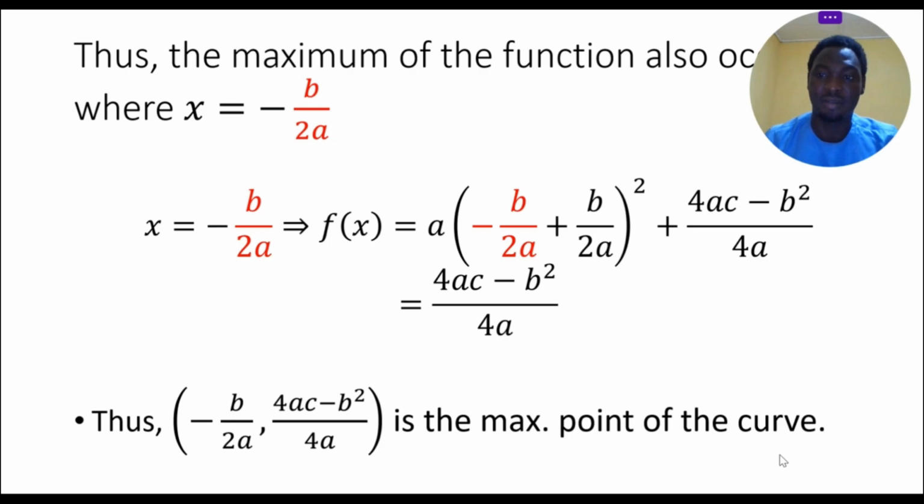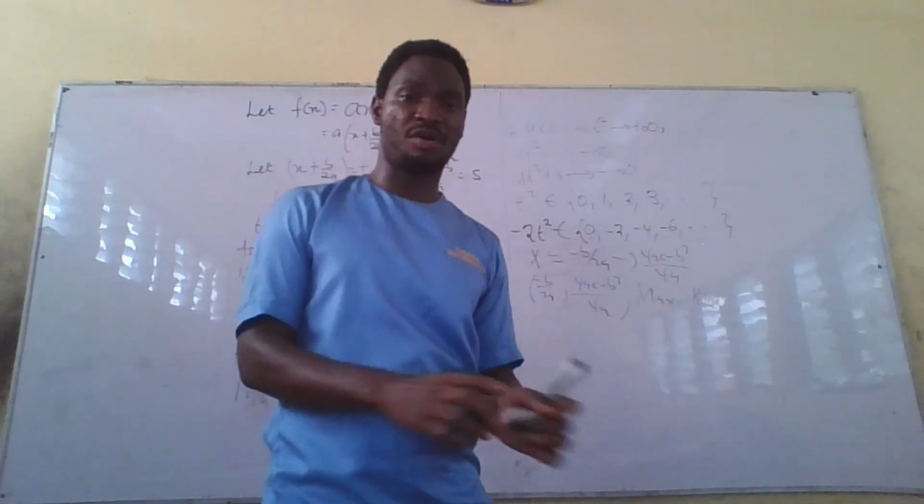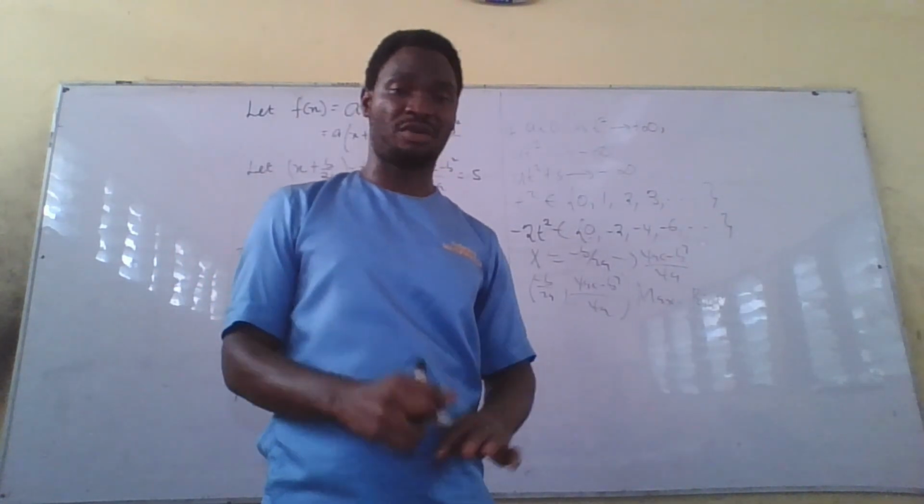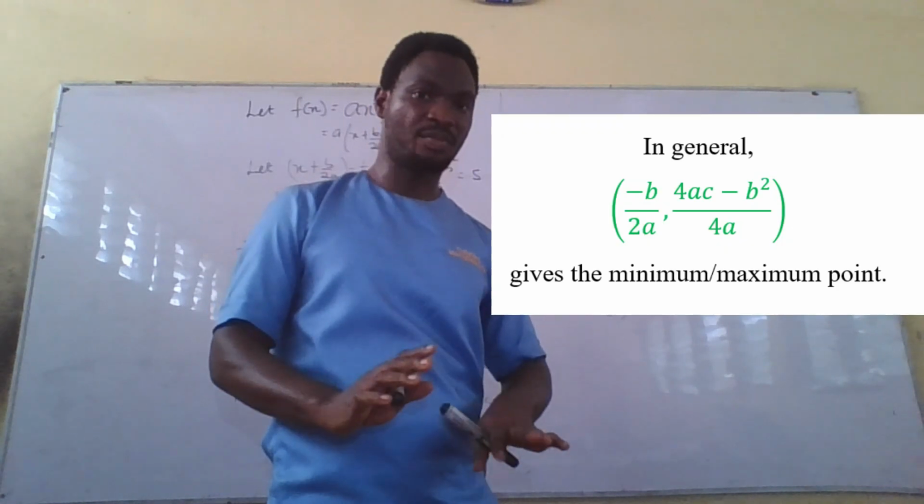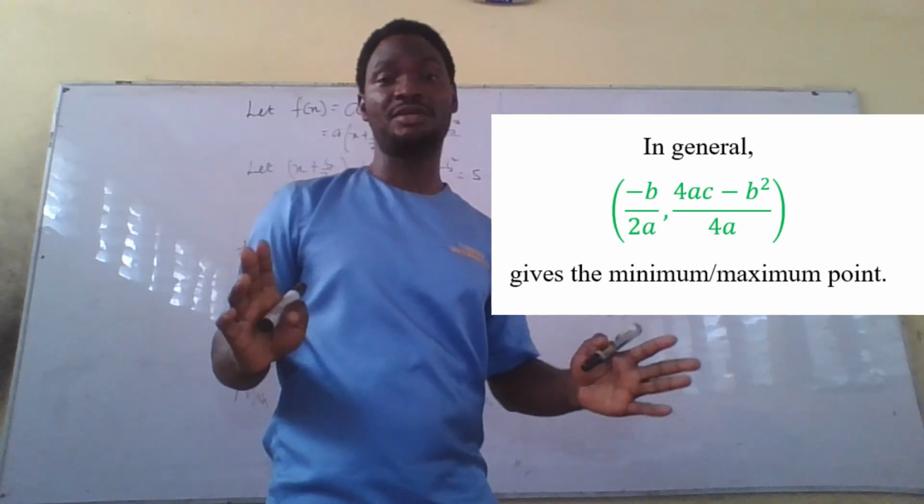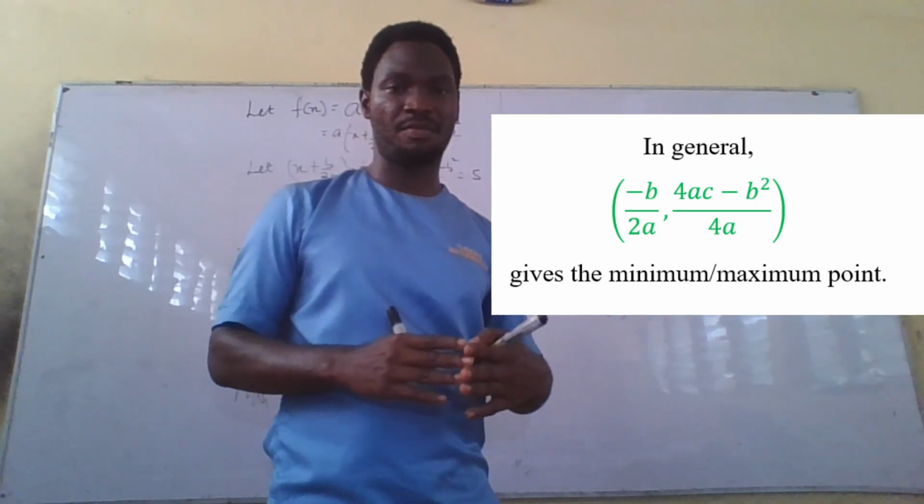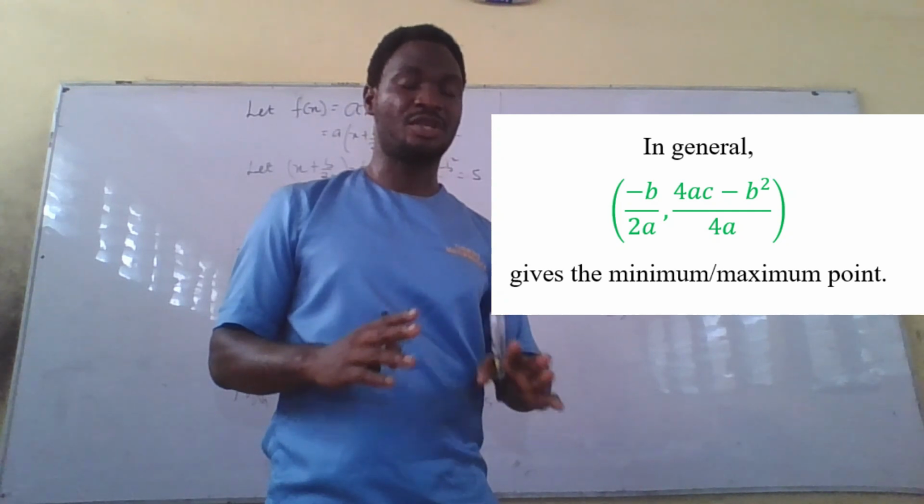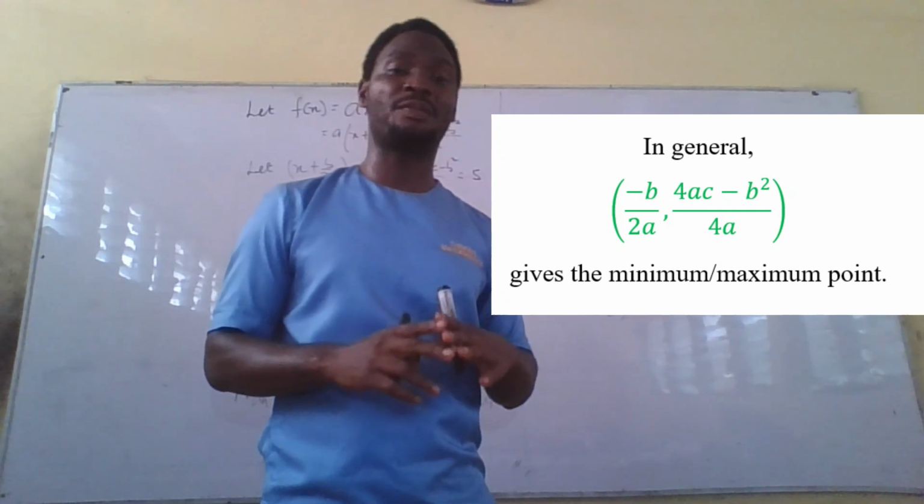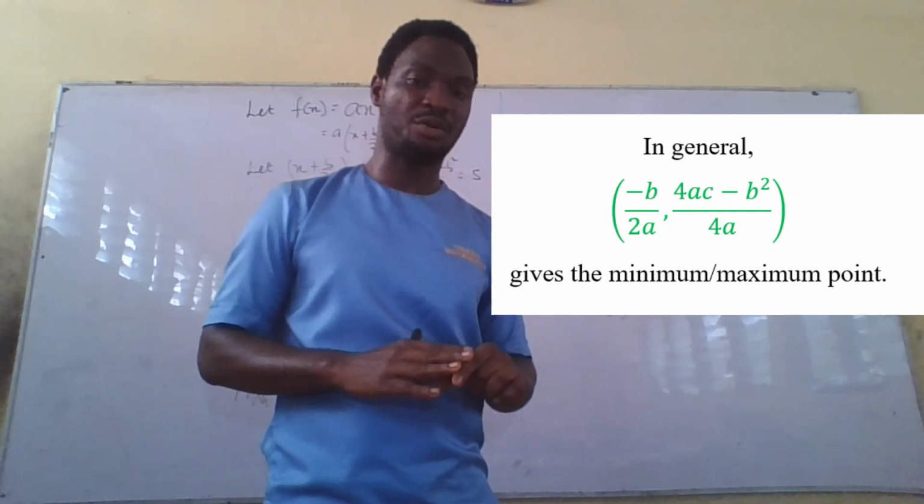So the formula for the minimum or maximum point of a quadratic function is the same. The formula does not tell you that it is a minimum or maximum point. You have to decide that based upon the sign of the leading coefficient.